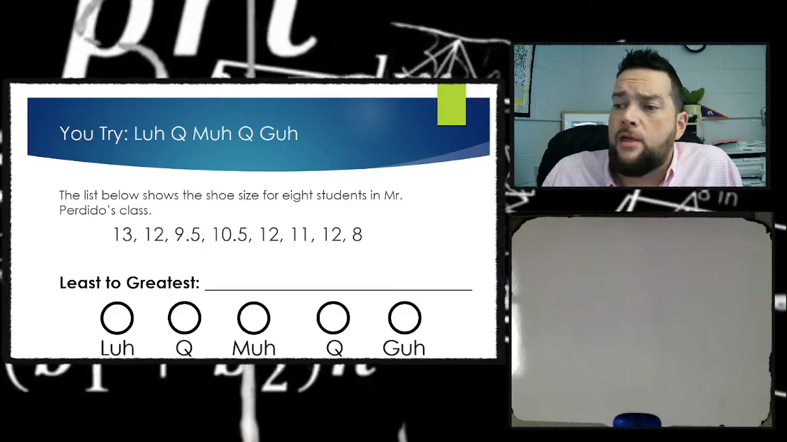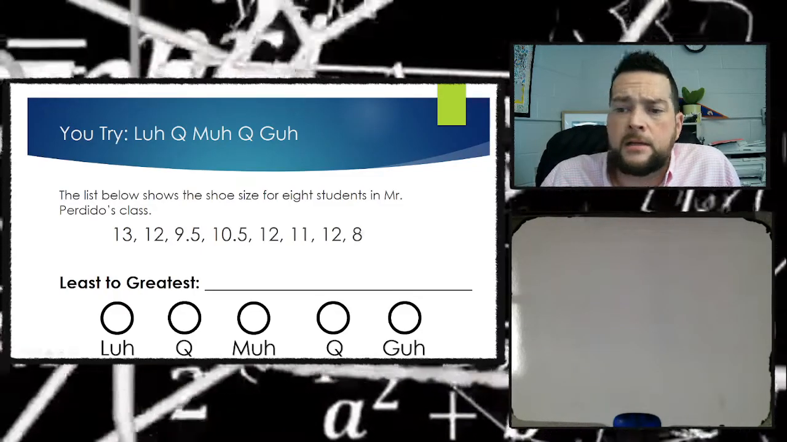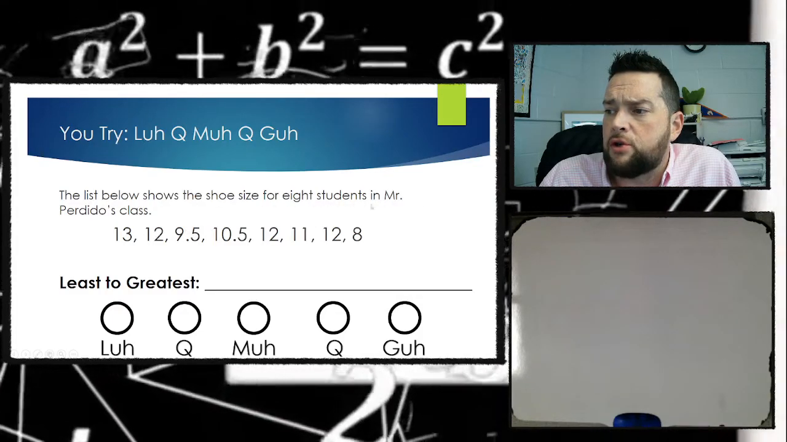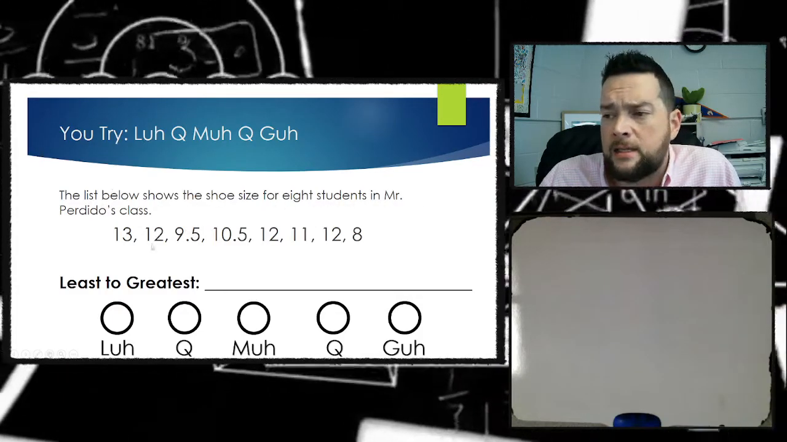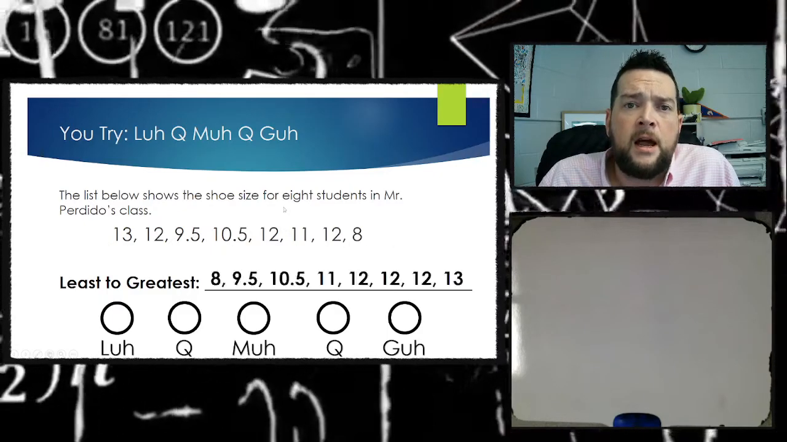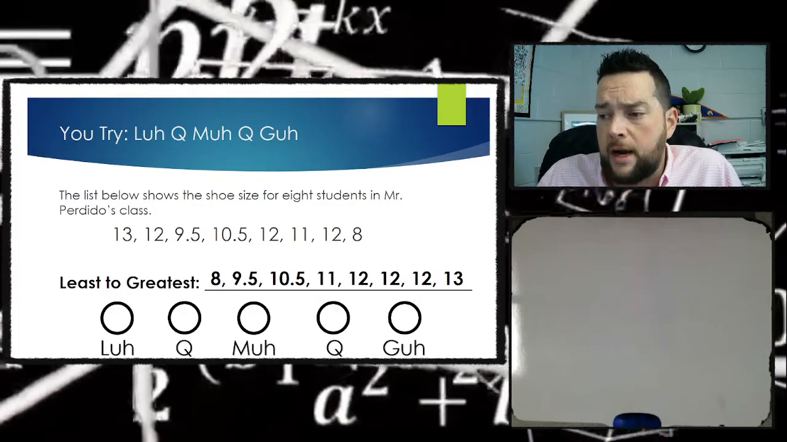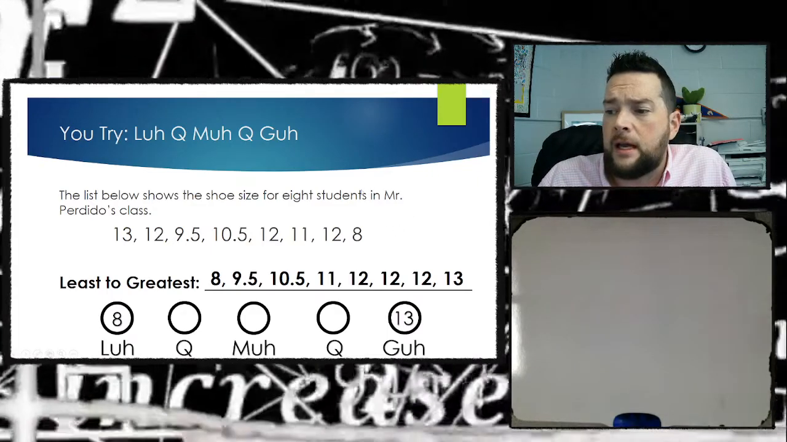All right, the first step is to order these numbers from least to greatest. It says the list below shows the shoe sizes for 8 students in Mr. Perdito's class, and you've got all of them listed right there. The first step is to take those numbers and list them least to greatest. Then you can start filling in.